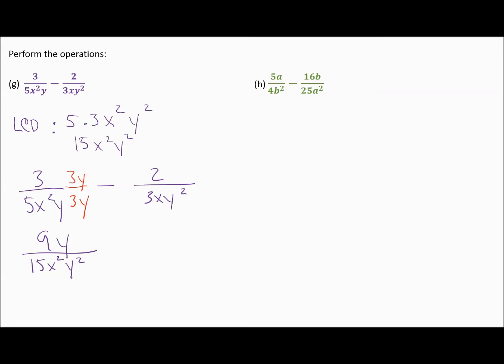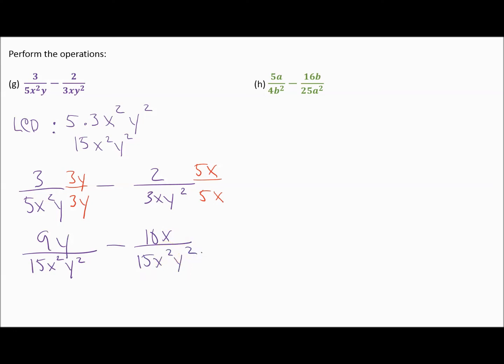So to do that, to turn a 3 into a 15, I have to multiply by 5. To turn an x into an x squared, I have to multiply by x. And to turn a y squared into a y squared, I don't multiply by anything. So I need a 5x on the bottom, which means I need to multiply the numerator by 5x as well. So now our problem turns into 2 times 5x, that'll be minus 10x over, again, 15x squared y squared.